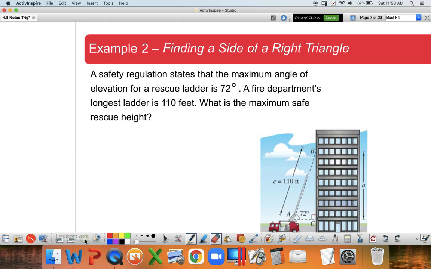All right, our second example. Your book does like to include pictures in a lot of these diagrams, which you will have as well on the test questions, so that's very nice. A safety regulation states that the maximum angle of elevation for a rescue ladder is 72 degrees. A fire department's longest ladder is 110 feet. What is the maximum safe rescue height?